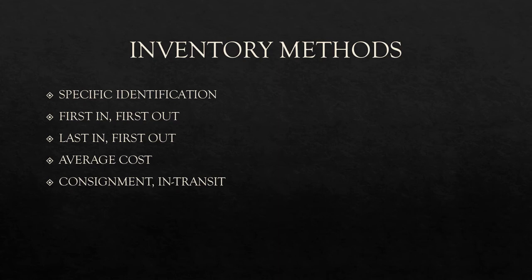In transit inventory depends on whether or not it was FOB shipping point, in which case you would pick it up. If it's still in transit at the end of the year and it was FOB destination, then it's not yours yet. It's not yours until it hits your dock. So therefore, it still belongs to the shipper and is not considered part of your inventory.